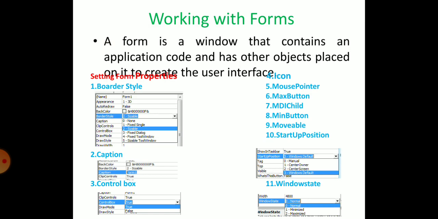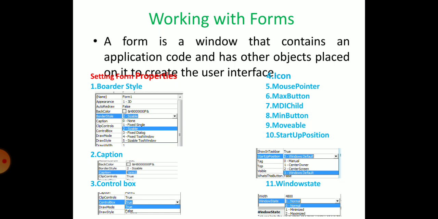Then, working with forms. Visual Basic has several different types of objects. A form is one of the most basic objects in application development. A form is a window that contains application code and has other objects placed on it to create the user interface. The default form is Form1 in each new project. We can set form properties.